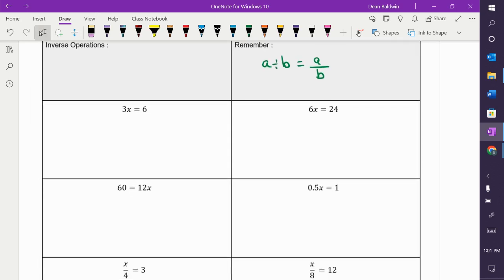So this first one, 3 times x is equal to 6. What's the opposite? How do I get rid of the 3? That's, I guess, the better way to say it. -3? No. Because this says 3 multiplied by x. So what's the opposite of multiplying? Dividing. So we're dividing both sides by 3. 3 over 3 is just 1. You're left with x, 6 divided by 3 is 2.